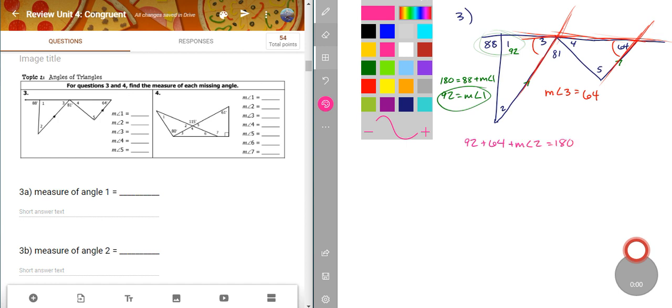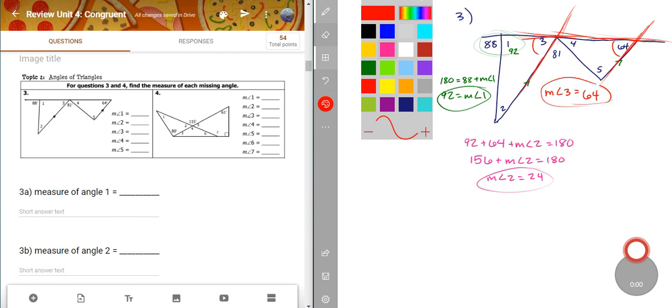Combine our like terms. This is 156. Did I say 22? It should be 24, which is what we're about to find out here as well. So again, I even made a mistake there trying to do it in my head quickly. So write things down, you make fewer mistakes. Measure angle 2 equals, subtract the 156 from both sides, and we get 24. So there's that.